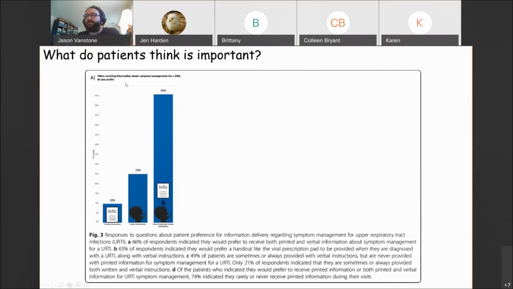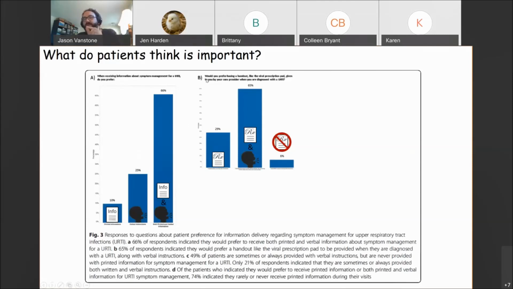We asked people, when receiving information about symptom management for an upper respiratory tract infection, do you prefer, and they could choose either printed information, verbal instructions, or both printed and verbal instructions, which you can see at 66% was the highest chosen category. So most people, 2/3 of people like to be told, this is how you can manage your cold, and here's something printed. So like you say, you can go home with how to help your symptoms go away and that kind of thing. So they have something to refer to.